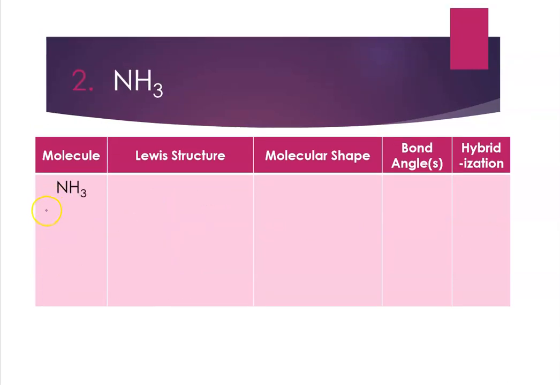Here we have NH3. So N, I have 1 of them, and N is in group 15, so it has 5 electrons. So I have 5. H, there are 3 of them. It's in group 1, so it has 1 valence electron, which gives me 3 total. So I have 8. 8 divided by 2 is 4 electron pairs, right? N is my central atom because I only have 1 of them. And then I connect each of my hydrogens here.